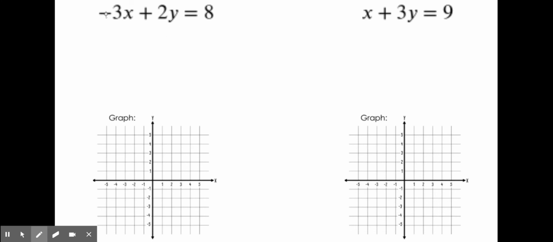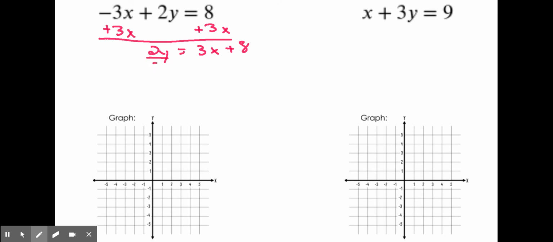Next example, -3x plus 2y equals 8. So, trying to isolate y, so I have to move this minus 3x. I'm going to add 3x to both sides. I bring down the 2y. I write the 3x first and then plus 8. Those are not like terms, so I cannot combine them.